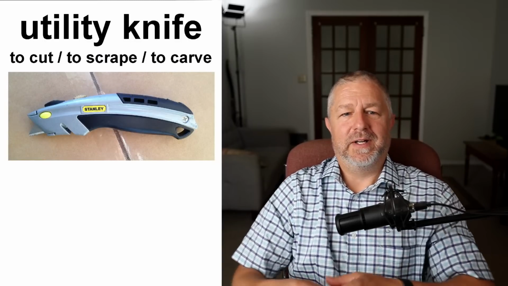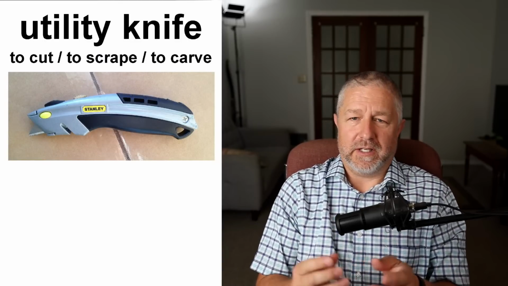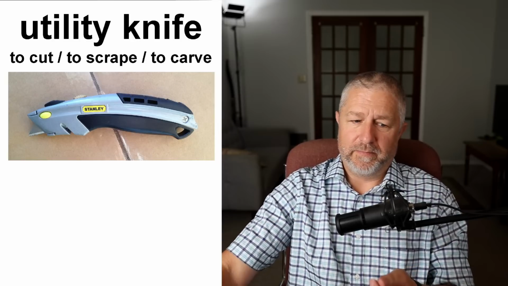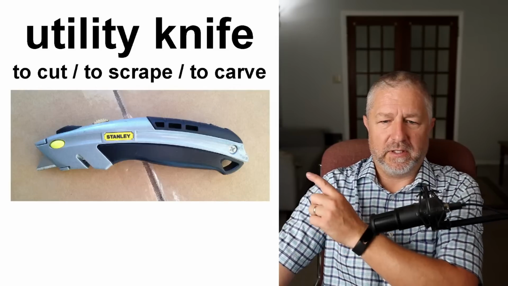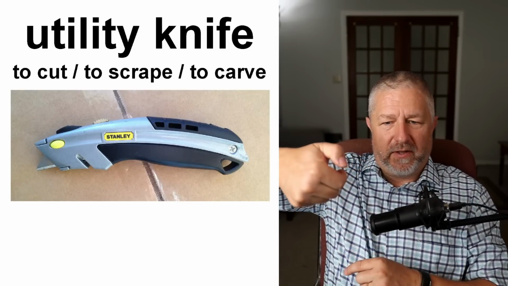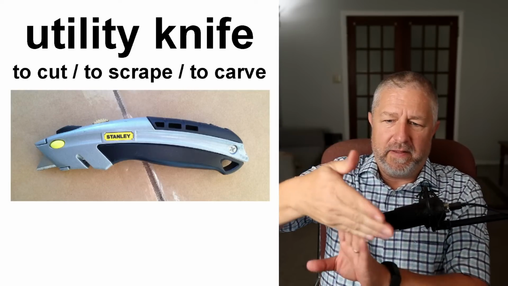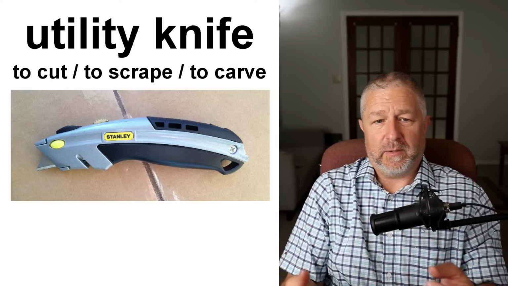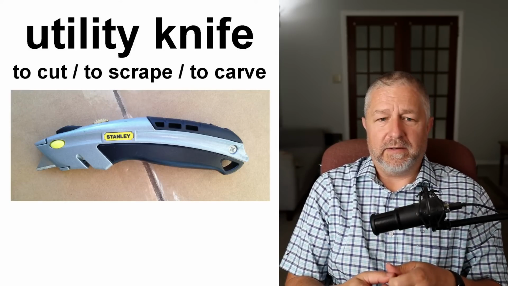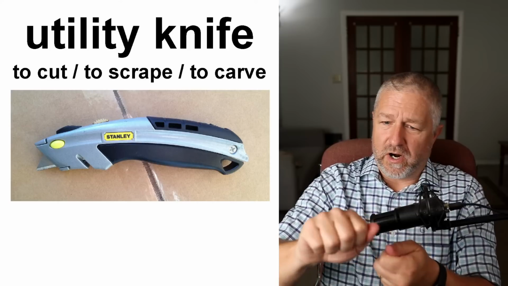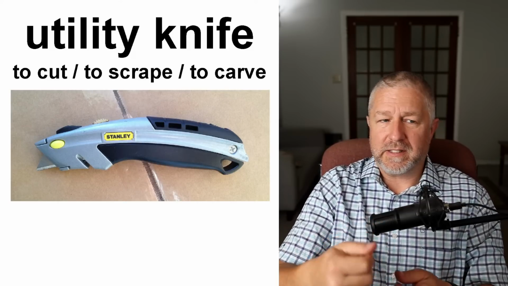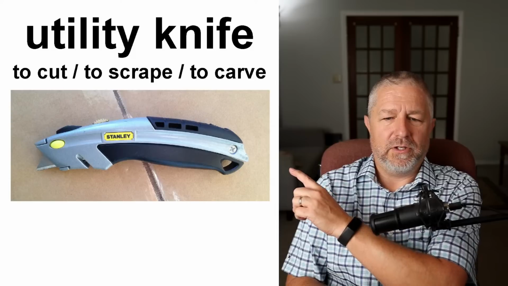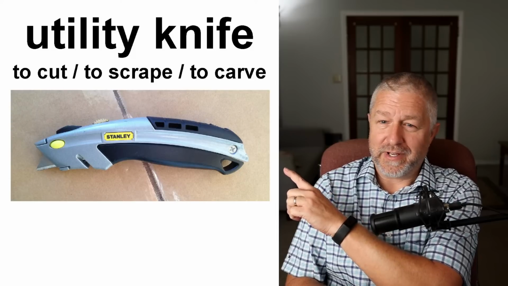A utility knife. So a utility knife is interesting. Generally, it has a retractable blade. So if you look at this utility knife, there's a little thing on top you can slide, and then the blade will go in and out. This is for safety. You use a utility knife to cut things, to carve things, to scrape things. There are a lot of uses for a utility knife. And then usually inside there's extra blades.